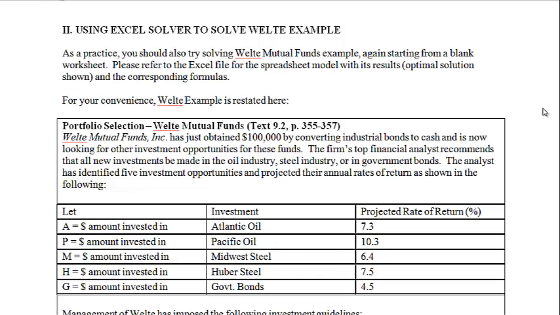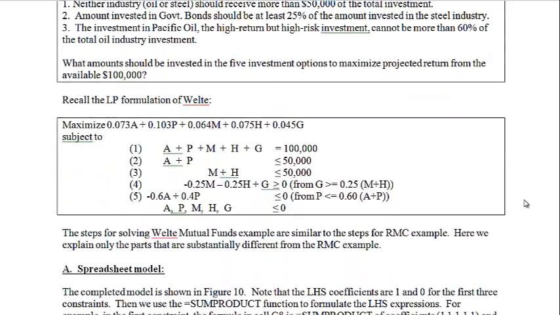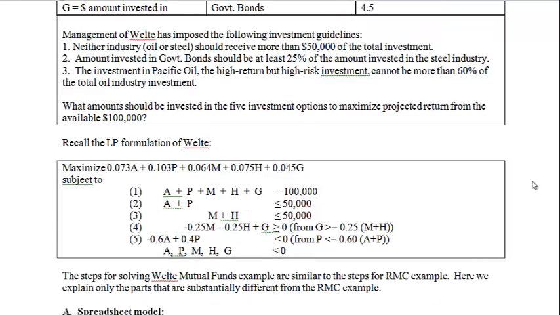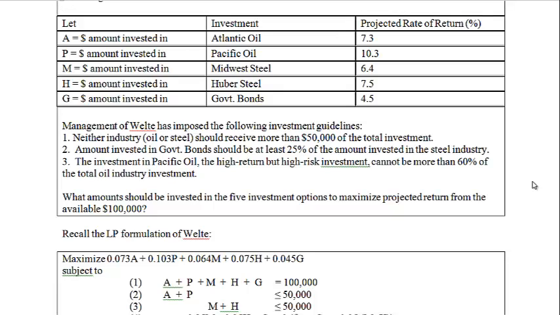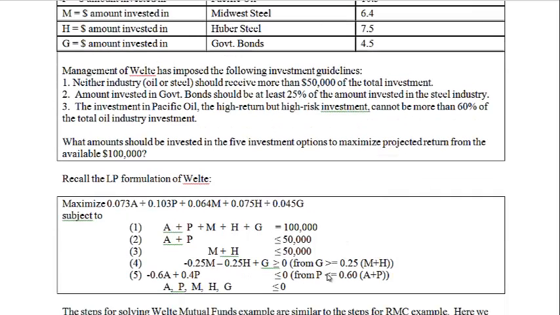Now we'll look at how to solve the Welte mutual funds example we formulated before. Shown here is a problem statement and the linear programming model we formulated. Remember the goal was to maximize the return from these 5 investments. The decision variables were defined as the dollar amounts invested in these 5 places, and the constraints are here.